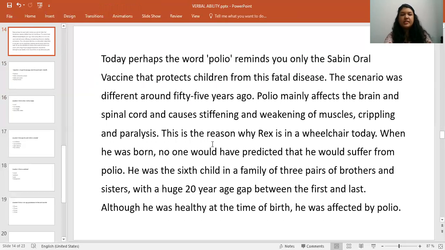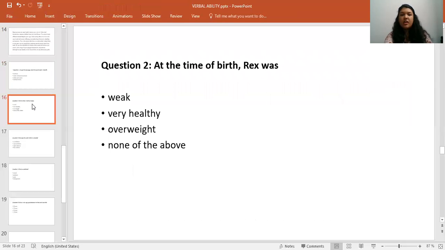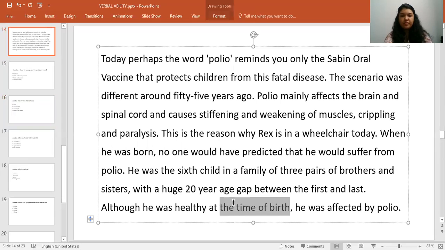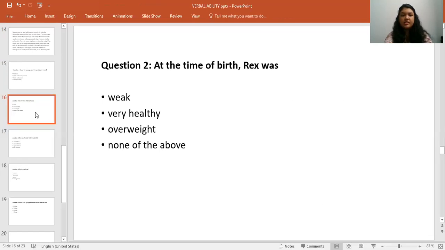So, in the second question, they have asked, at the time of birth, Rex was. And the answer is given in, although he was healthy at the time of birth. So it answers the second question: very healthy.